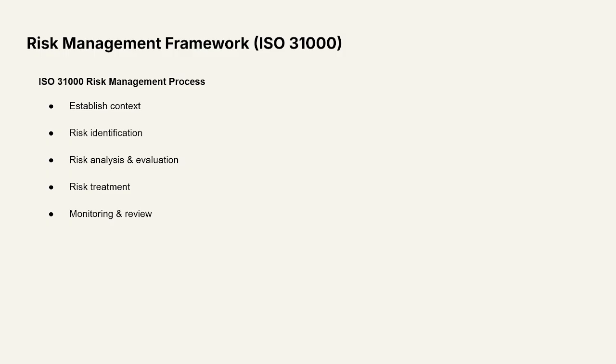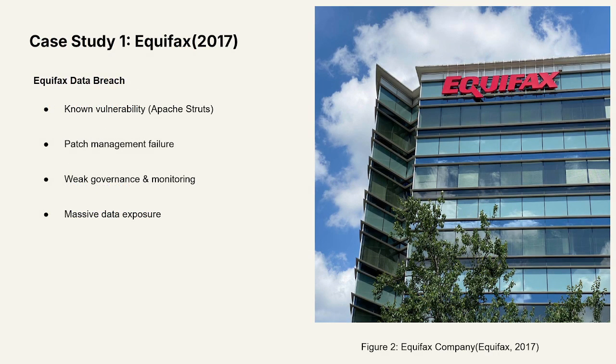So moving forward to the next slide, the Equifax breach, 2017. The Equifax breach is an example of a preventable risk. The vulnerability was publicly known and a patch was available, but the organization failed in risk treatment and monitoring, which shows that having policy alone is not enough. Controls must be implemented, verified, and continuously monitored as required by ISO 31000.